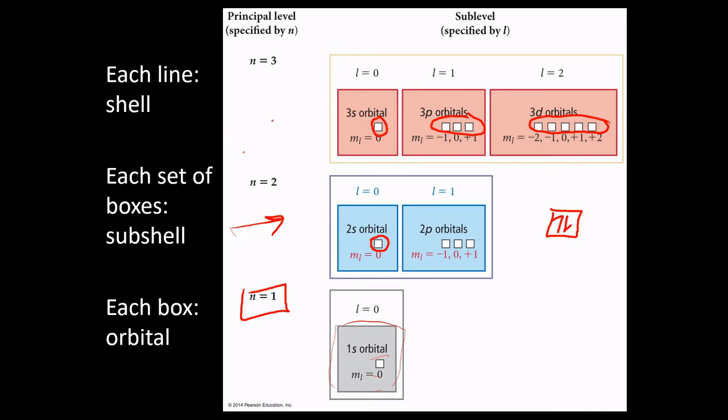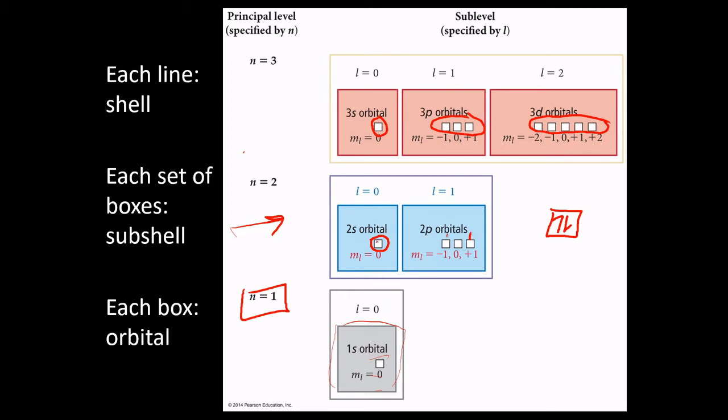And then if we go to the next shell, it has one more subshell. And this is going to keep going as we go to n equals 4, n equals 5. Each time we do that, we add on a subshell, and there's another subshell that is available. And as we go from one subshell to the next, we add 2 orbitals.